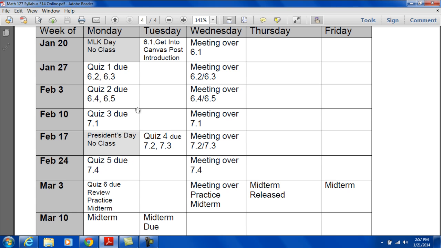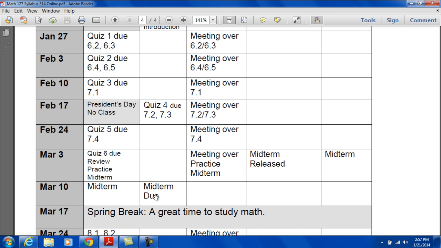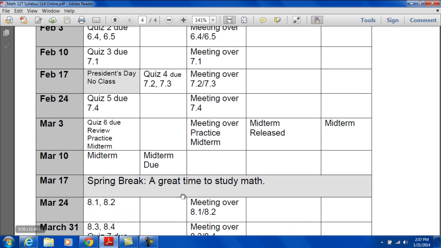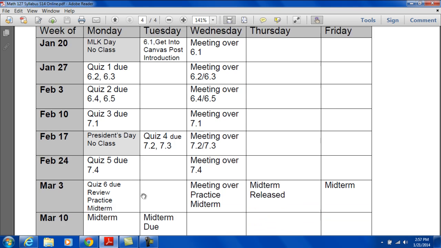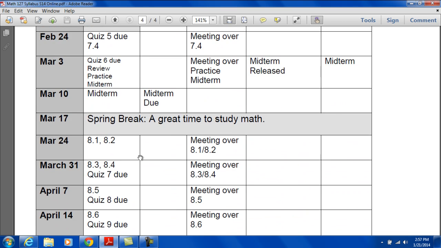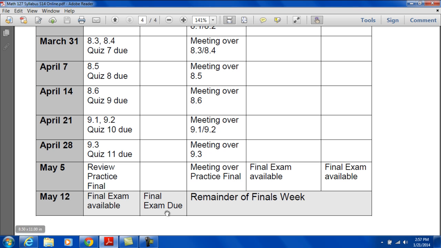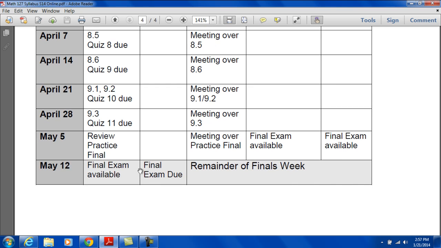Here's our tentative calendar. It should pretty much stick to this. Midterm is going to be due on the 11th of March. Then we have spring break. So we cover chapters 6 and 7. Take the midterm. Then we cover 8 and 9 and take the final. The final is not comprehensive. So the final is due on May 13th.